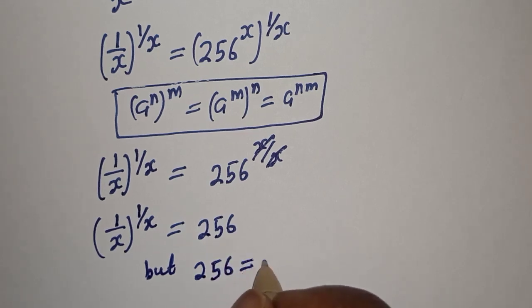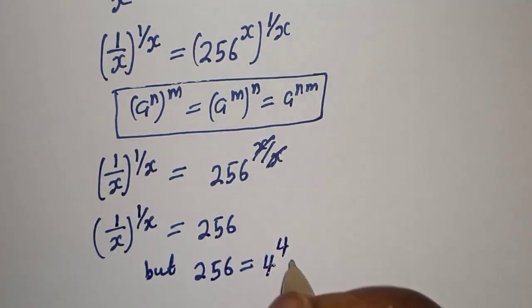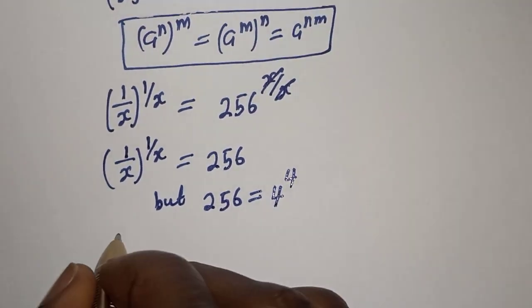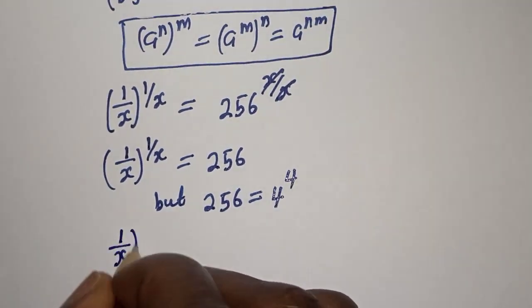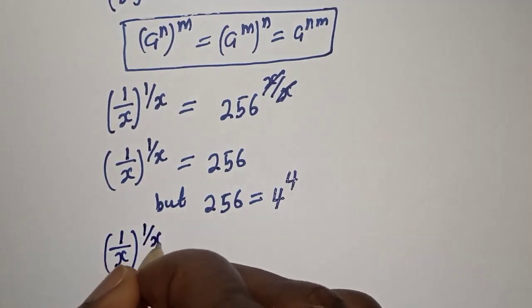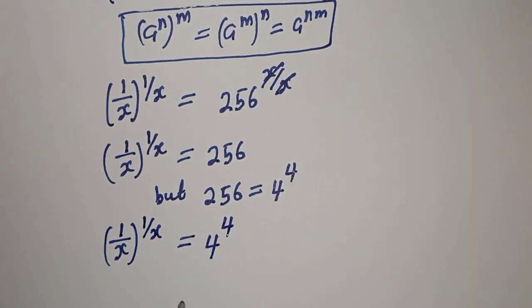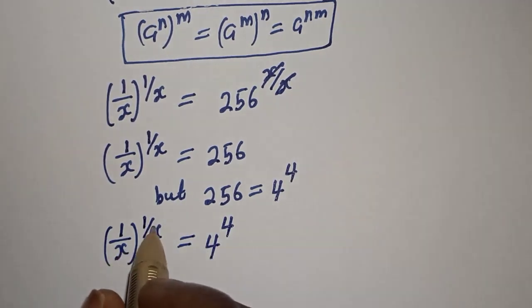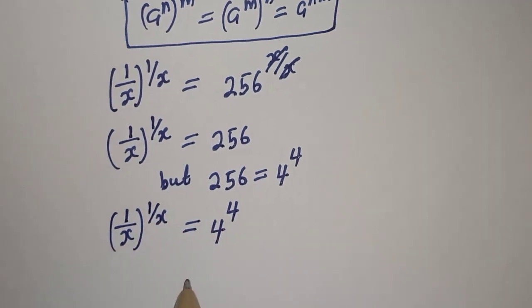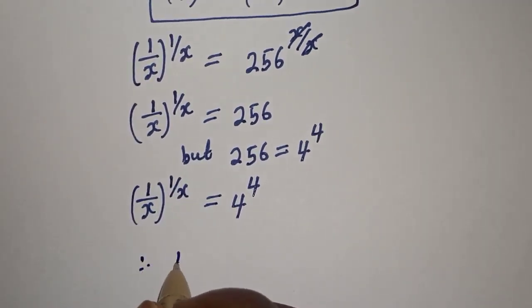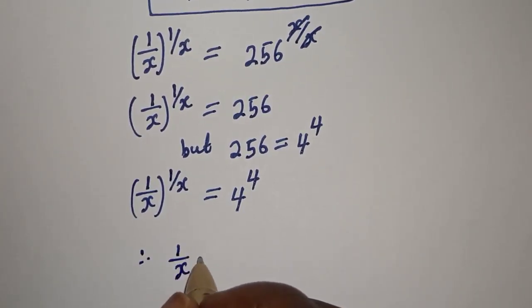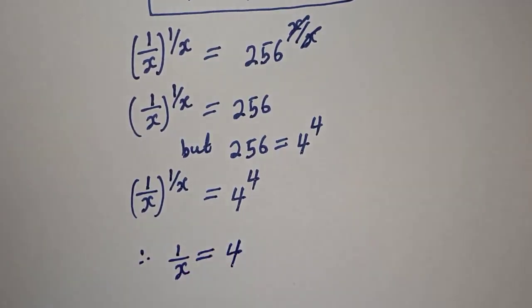But 256 is equal to 4 raised to power 4. And 1 over s to the power of 1 over s is equal to 4 raised to power 4. Then if you look at this, base 1 over s is equal to 4 and the exponent 1 over s is equal to 4. Therefore, 1 over s is equal to 4.